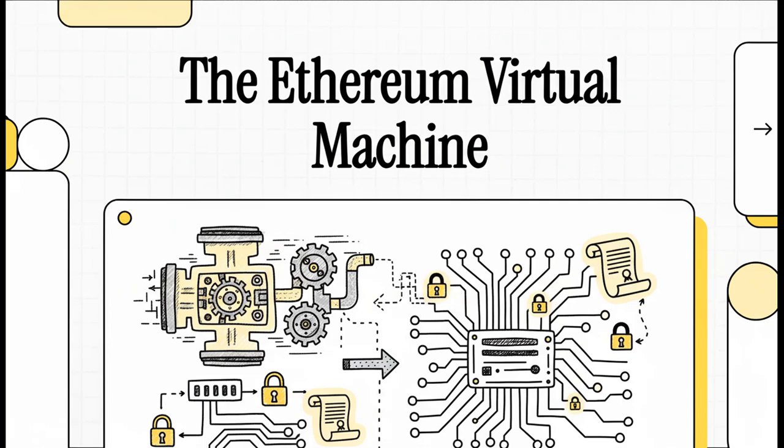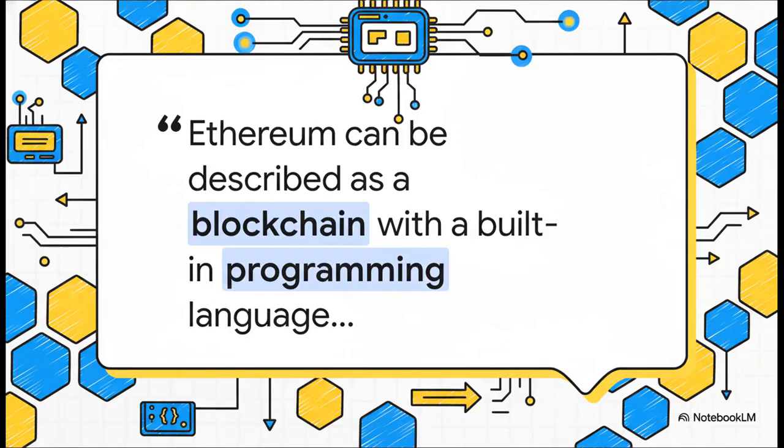All right, let's dive in. Today, we're going under the hood of Ethereum to really understand the engine that makes it all run. The Ethereum Virtual Machine, or EVM for short. If you've ever wondered how smart contracts actually work, how they execute on the blockchain, well, you are in exactly the right place. And this quote really just nails it.